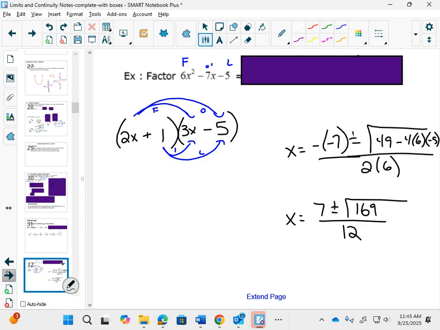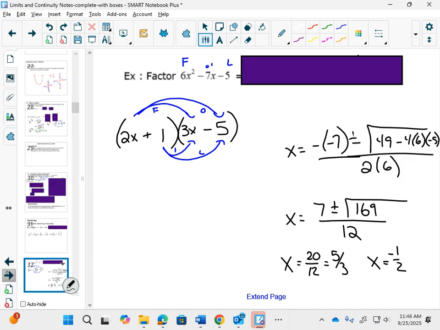And if in your quadratic formula, what's inside the square root is a beautiful perfect square, it means you could have factored it. Do you see, the square root of 169 is 13? So if I do the plus, 7 plus 13 gives me 20. 20 divided by 12 reduces nicely to 5 over 3. And if I do the minus, 7 minus 13 is negative 6. Negative 6 over 12, which will give me negative 1/2.